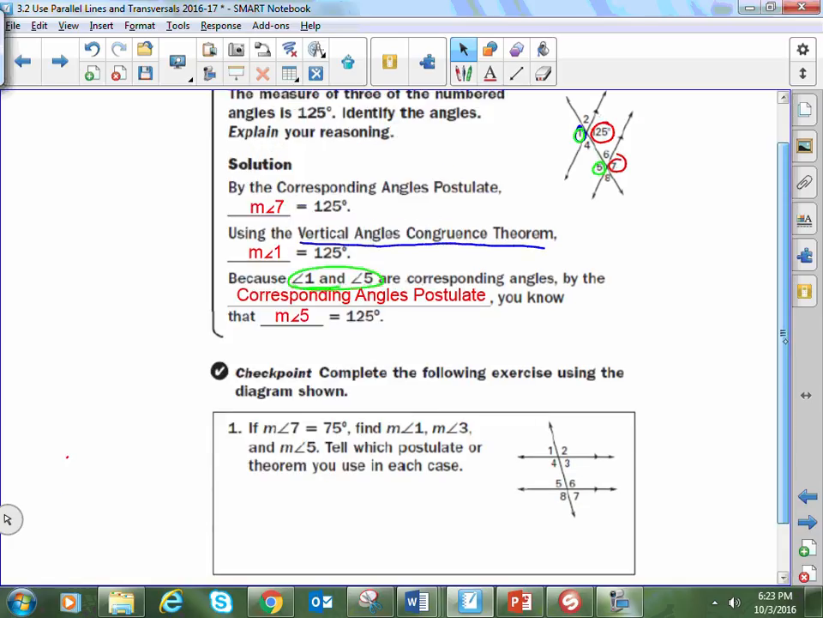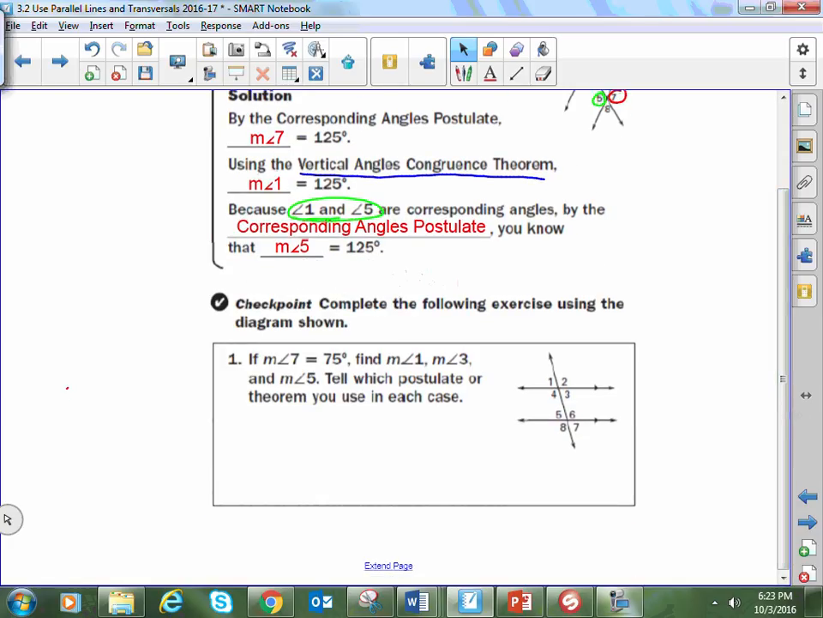Now looking down here, it's essentially the same question. We have angle 7 to be 75 degrees, and it's asking us to tell what would be the measurement of angles 1, 3, and 5, and why. What are they and why? So go ahead and pause the video, and when you're ready, come on back and check your answers, see how you did.